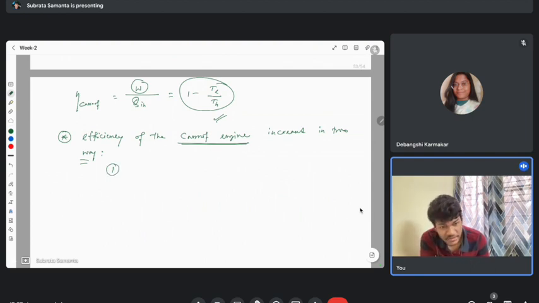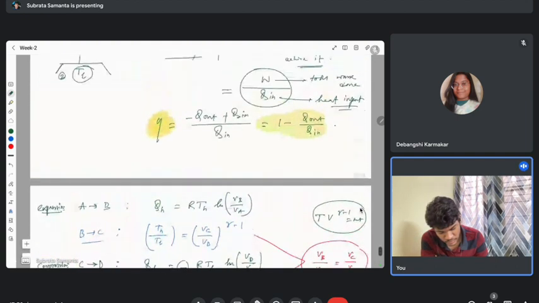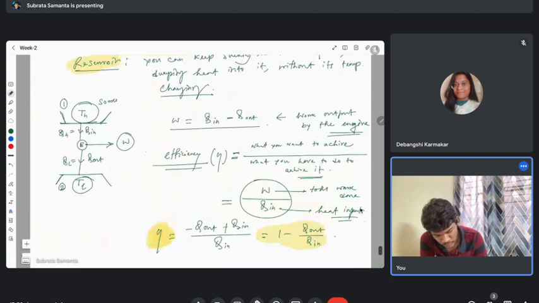So consider 1 minus TL by TH. If this quantity is to increase, TL by TH must decrease, because of the 1 minus. So if you decrease TL by TH, then you can increase Carnot efficiency. But how to decrease TL by TH? Two ways: either increase the temperature of the source point or decrease the temperature of the sink point. Source means the higher temperature, and this is the sink.